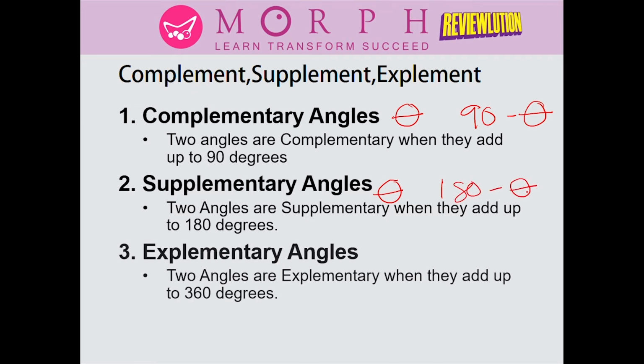Ayun. Tapos, pag explementary naman, siya naman din yung nag-a-add up to 360 degrees. So, ayun, no? Pag sinabi mong explementary angle, and if you say the angle is theta, then the explement of theta is 360 minus theta.